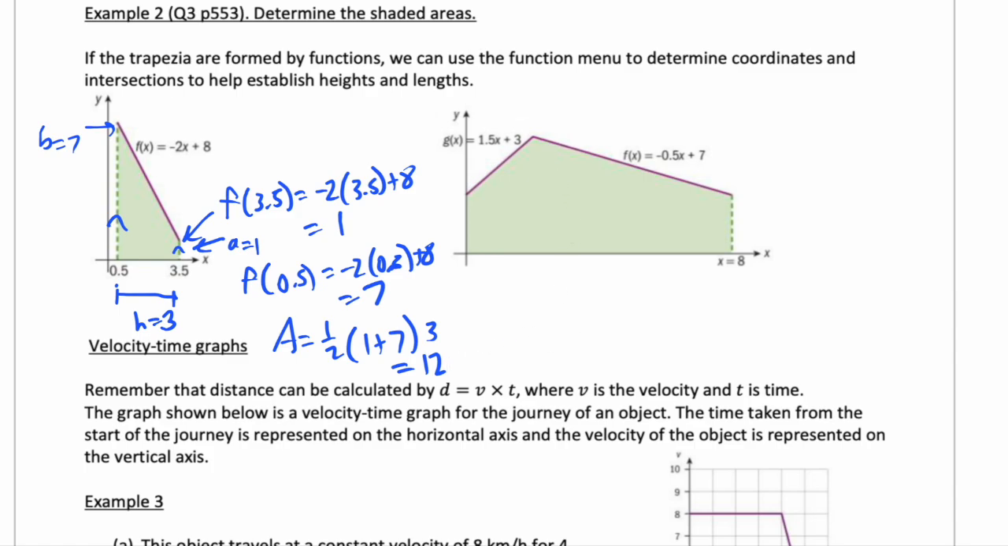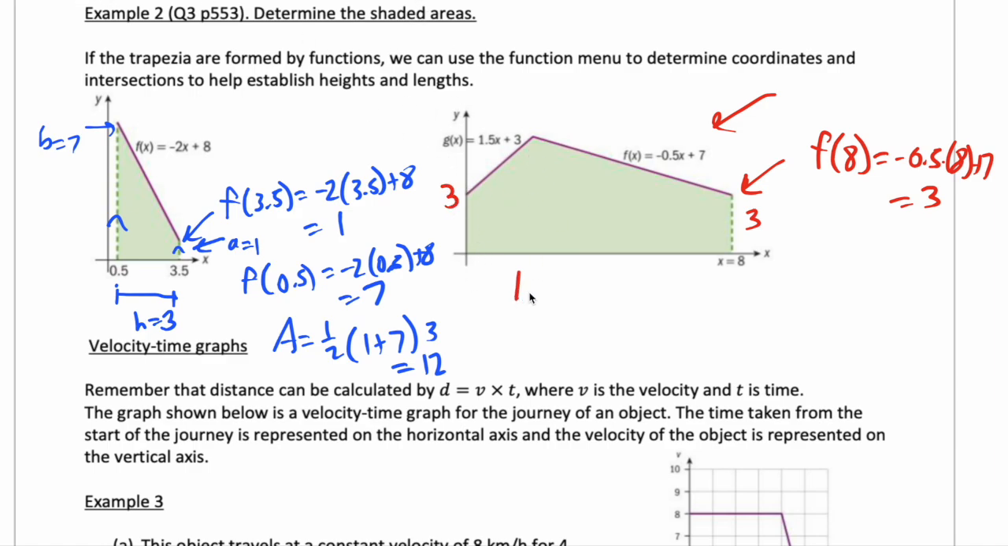This next shape is not a trapezium, but we can split it into 2 trapeziums. We need these points here. We can substitute into this equation, f of 8, which equals negative 0.5 times 8 plus 7, and that is 3. We need this point too. We can substitute into either of these equations, but actually, we need to find the point of intersection first, and then substitute. Let's get this point here first. That's just a y-intercept, so that's 3.